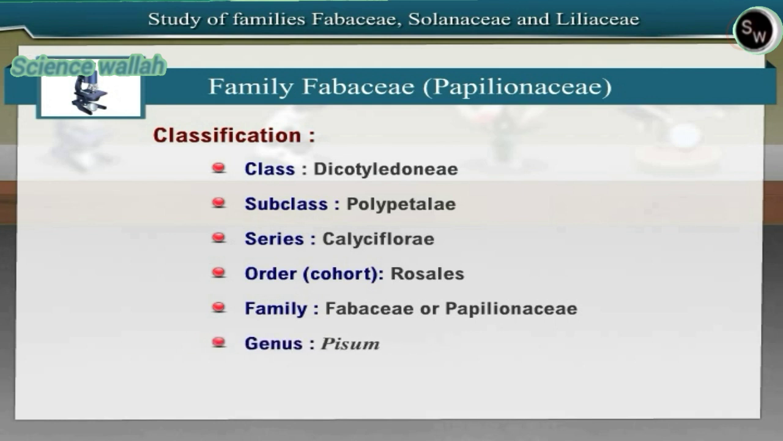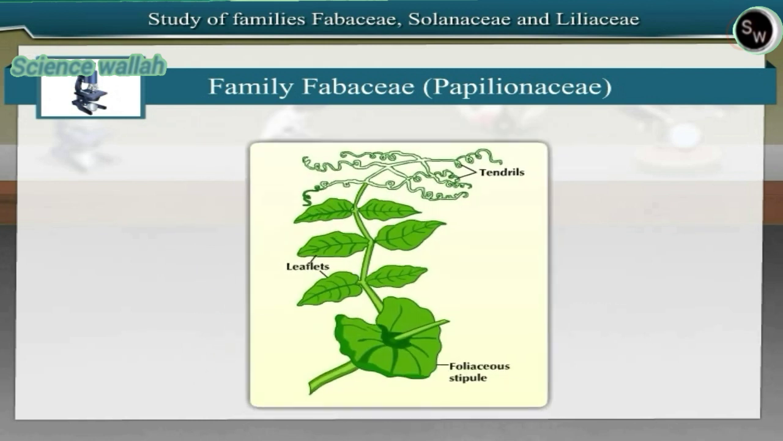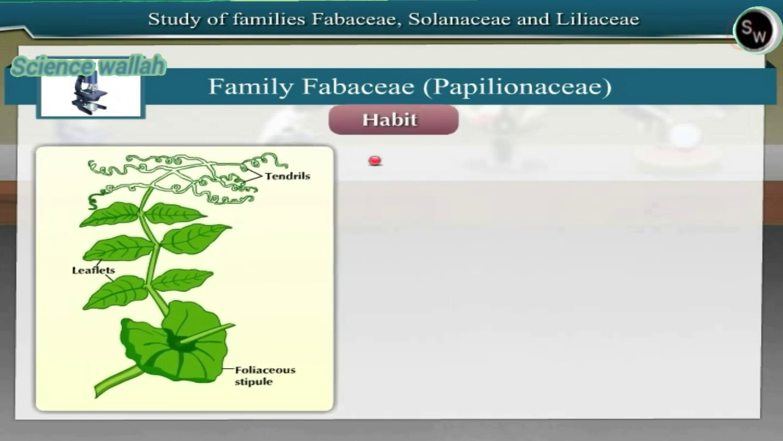Genus: Pisum. Species: sativum. Pisum sativum is commonly known as green pea. It is a herb that possesses root nodules on the roots. Habit: a herb with root nodules. It has a weak stem, thus it climbs on the support and hence is known as a climber.